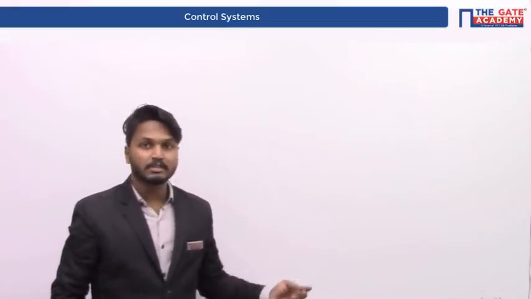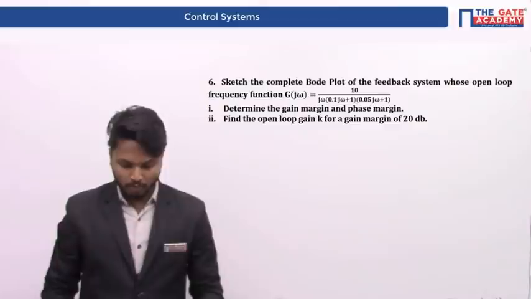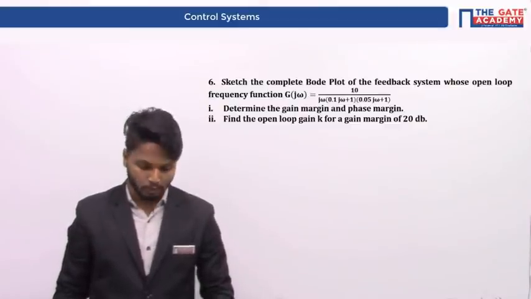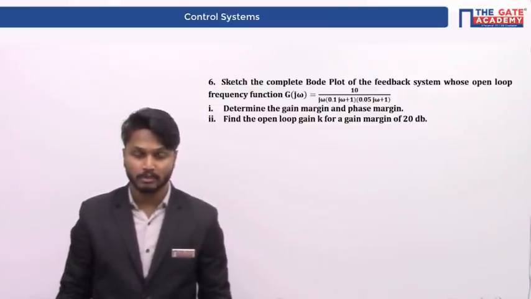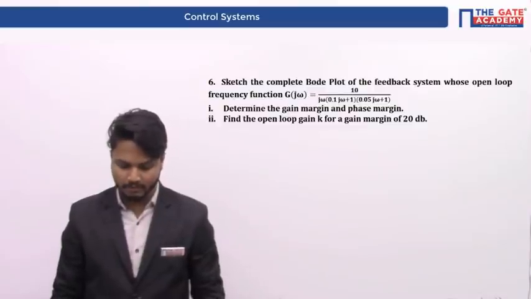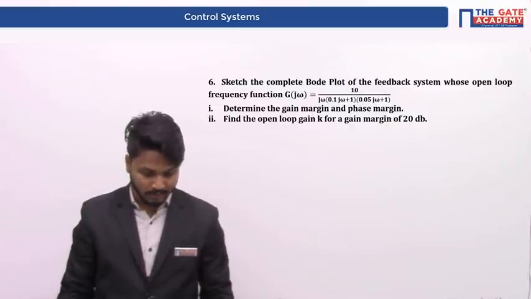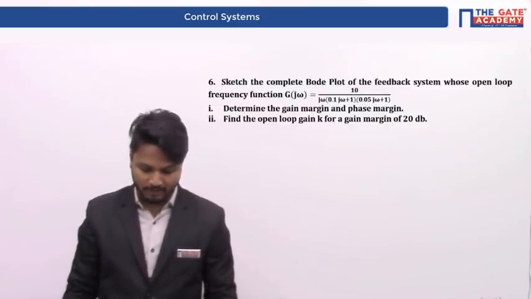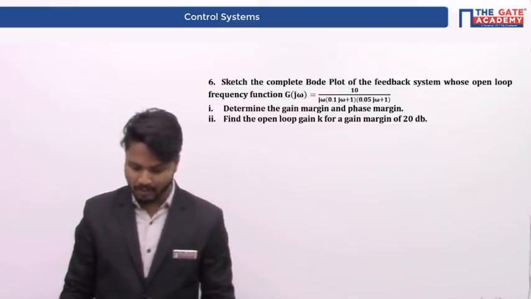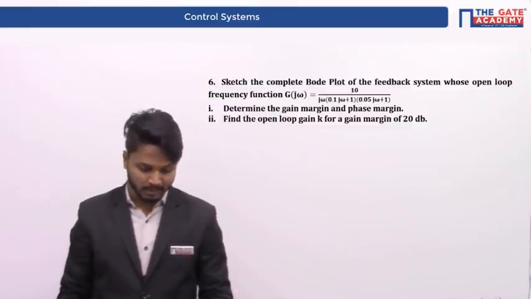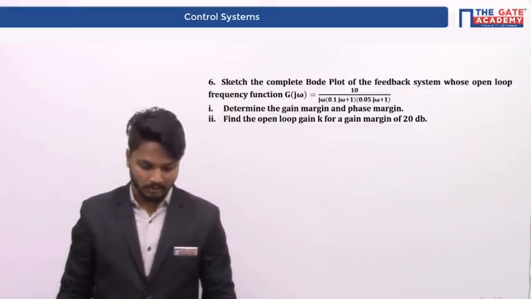So the next question, as you can see here, is like this. Sketch the Bode plot of the feedback system whose open loop frequency function G of j omega is equal to 10 by j omega multiplied by (0.1 j omega plus 1) multiplied by (0.05 j omega plus 1). The first sub question is to determine the gain margin and phase margin, and the second question is to find the open loop gain K for a gain margin of 20 decibels, which means the value of K if the gain margin should be 20 decibels.